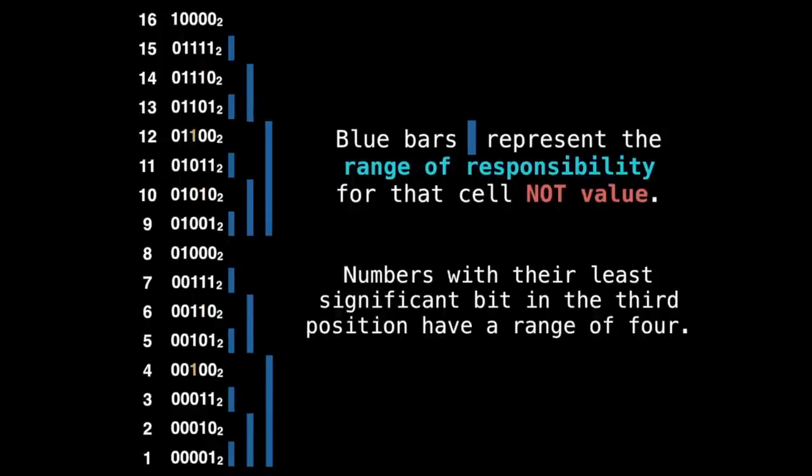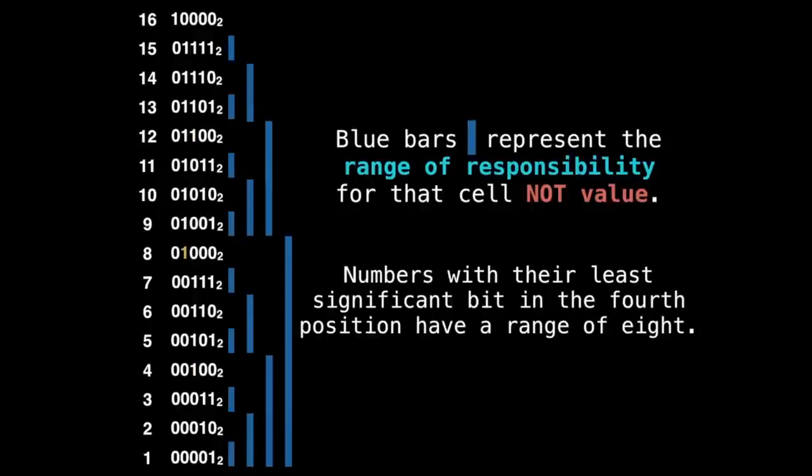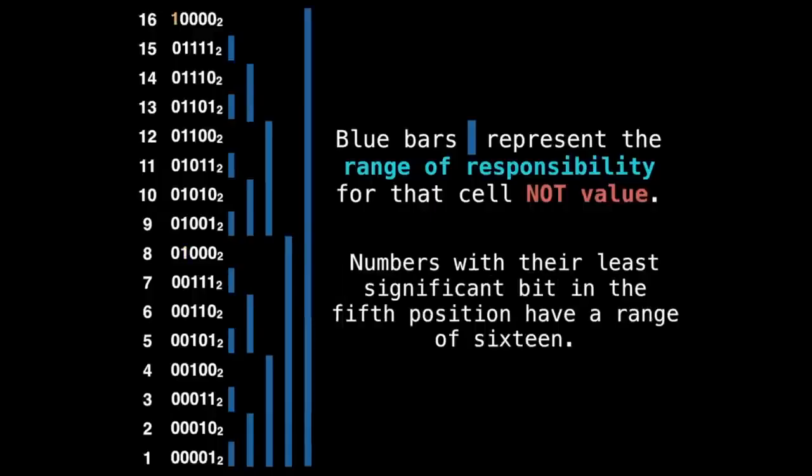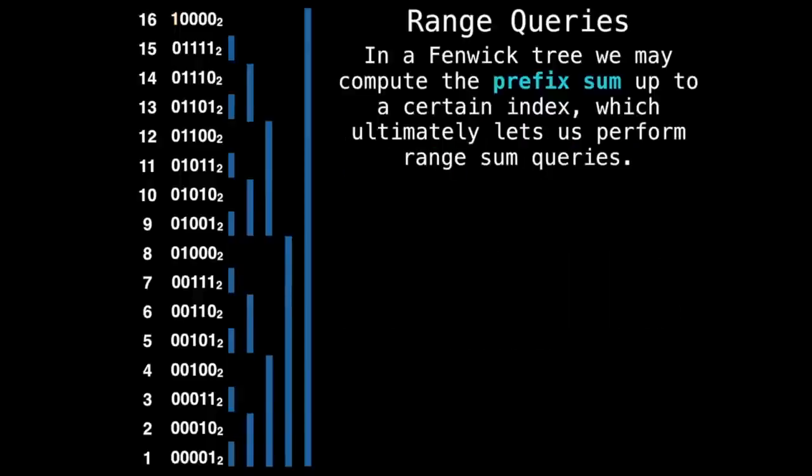Now the cells have a range of responsibility of 4. Notice that all these ranges of responsibilities are powers of 2. 8 is responsible for 8 cells, and 16 for 16 cells. So now how do we do a range query now that we're not really working in a standard array, but rather this weird type of range of responsibilities? The answer is we're going to calculate the prefix sum up to a certain index, and that's what's eventually going to allow us to do range queries.